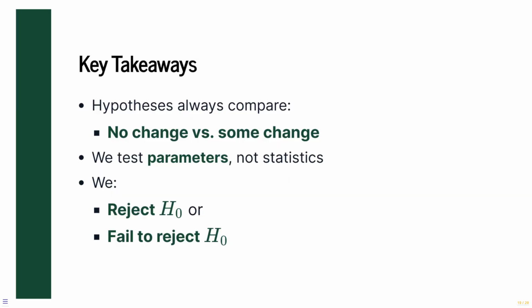In summary, hypothesis testing compares a null hypothesis of no change against an alternative hypothesis of some change. We always write hypotheses about parameters, and our decision is either to reject the null hypothesis or fail to reject it.